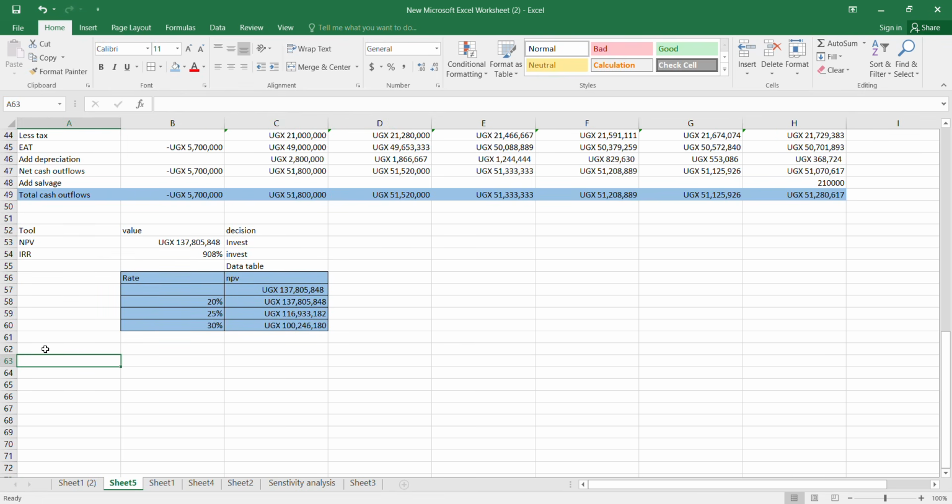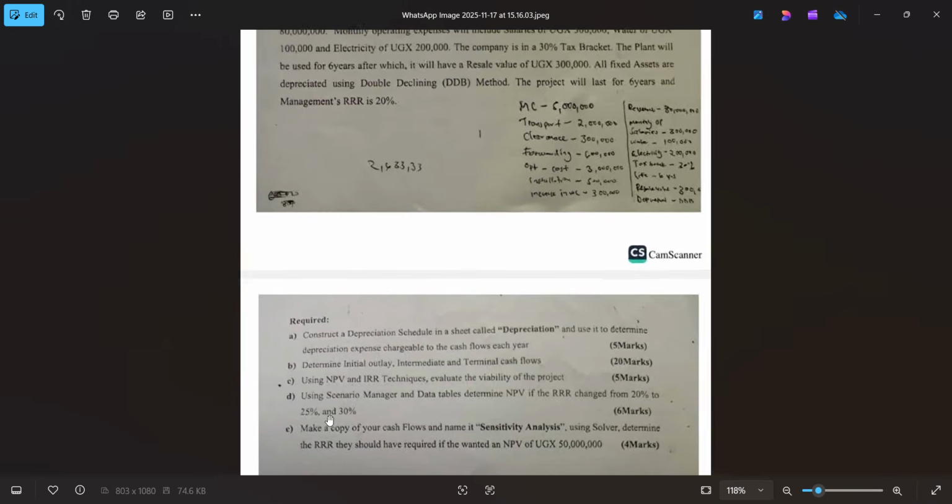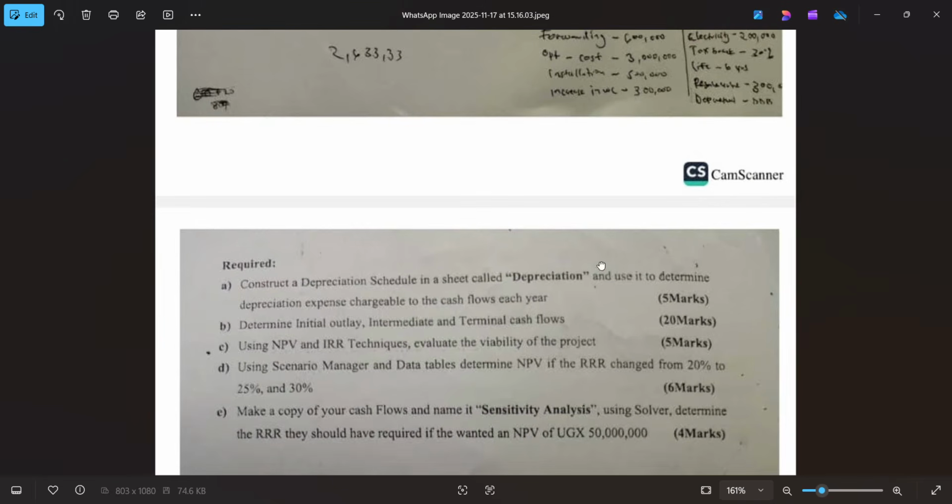Now we shall continue with the next number. It is telling us using scenario manager, this number is done. They told us make a copy of your cash flows and name it sensitivity analysis. Using solver, determine the IRR they should have required if they wanted the NPV of 50 million.